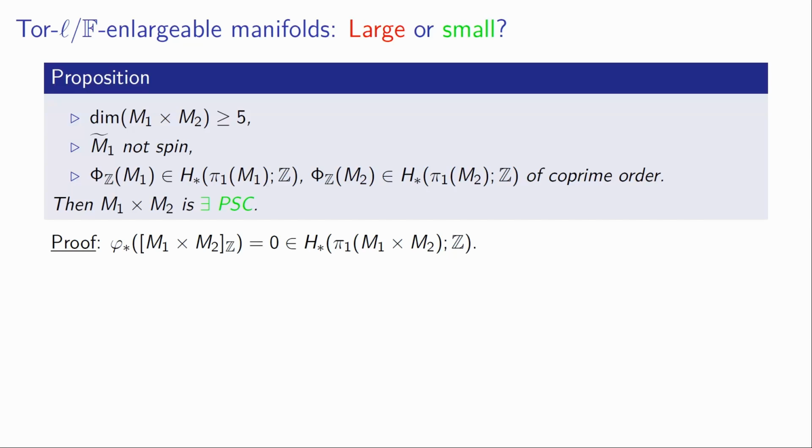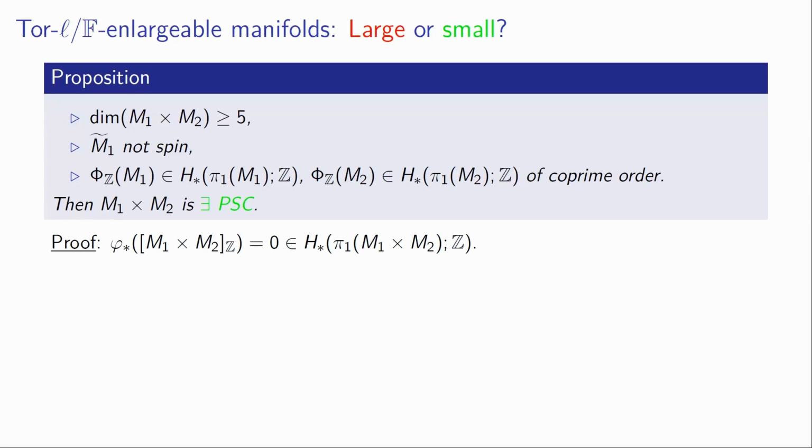And now we take these two characteristic classes: the image of the fundamental class of M1 under the classifying map in the group homology of pi 1 of M1, and the image of the fundamental class of M2 under the classifying map in the group homology of pi 1 of M2, with integral coefficients. And we assume that these two classes are torsion classes of coprime order in their respective homology groups. And then I claim that M1 cross M2 admits a positive scalar curvature metric.